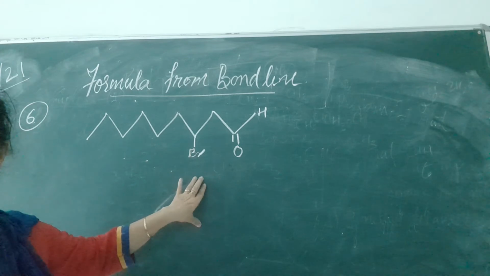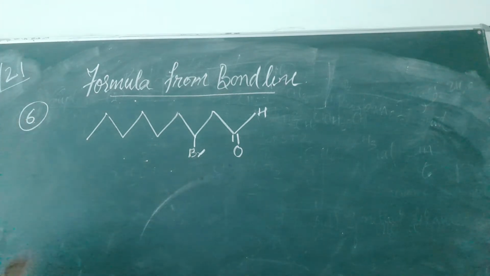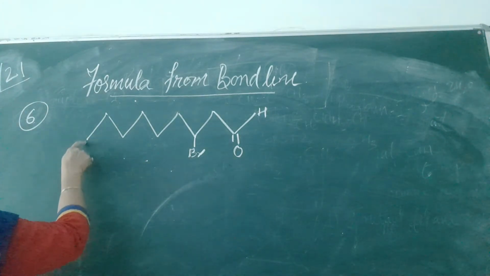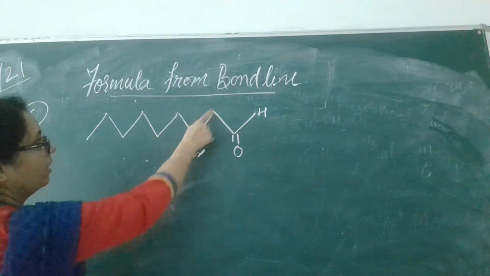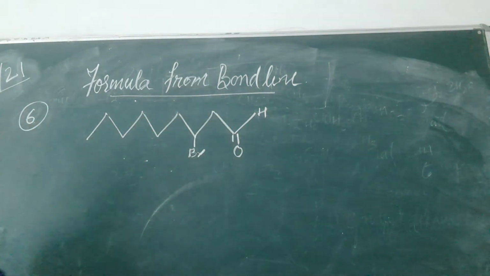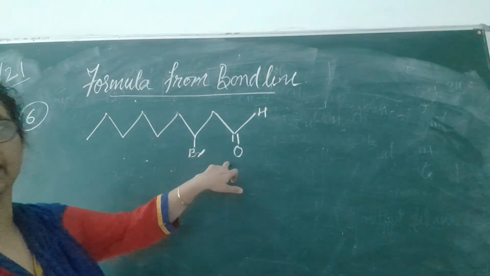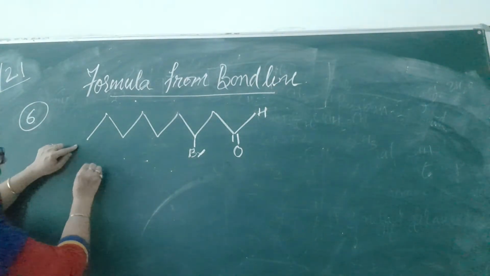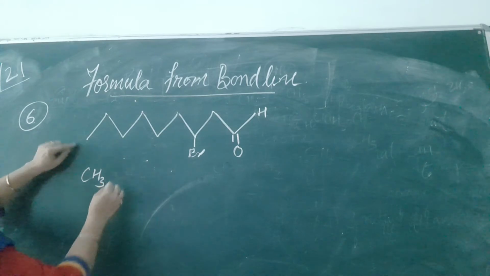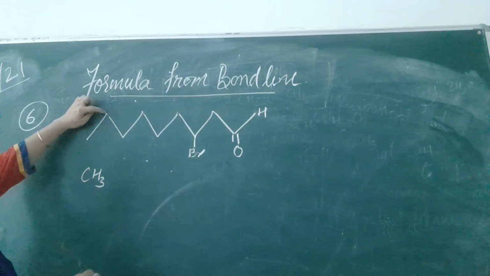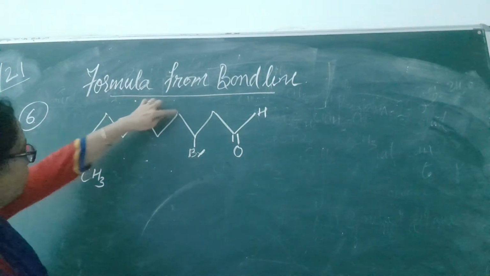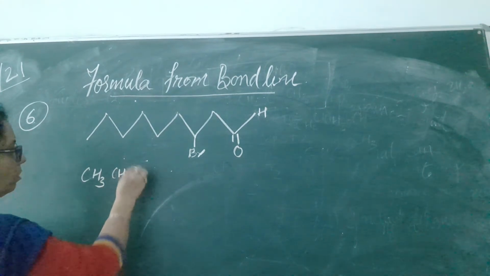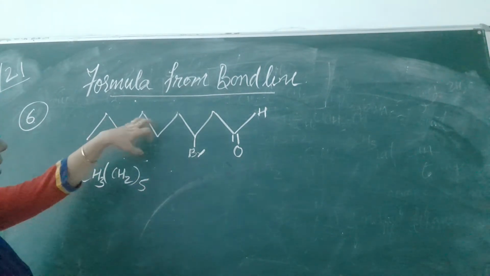I will give you 2-3 more examples with this concept. Now here also you find out 1, 2, 3, 4, 5, 6, 7, 8, 9. Total 9 carbons are there. The ninth one is carrying the functional group. So how will we write? The first terminal one will always be CH3. And how many CH2 can you see? 1, 2, 3, 4, 5. So total 5 CH2 groups are there.